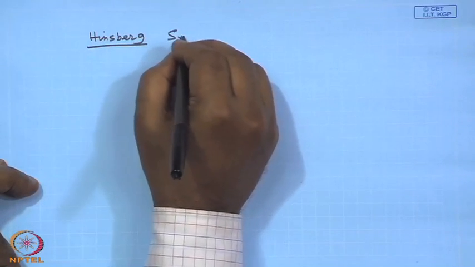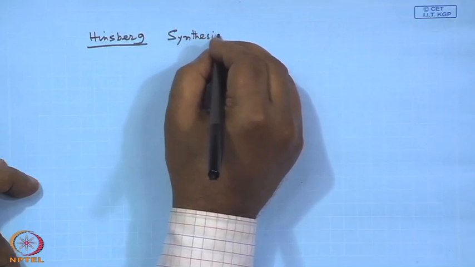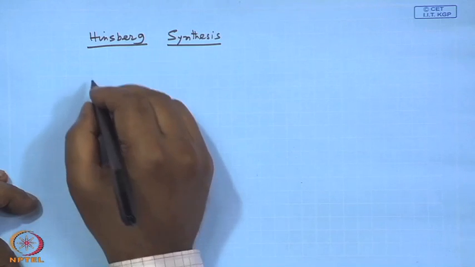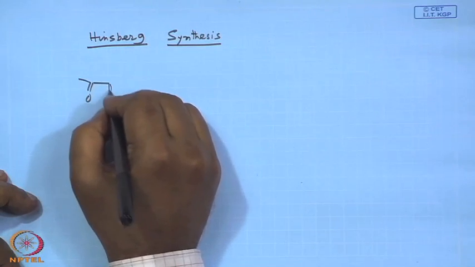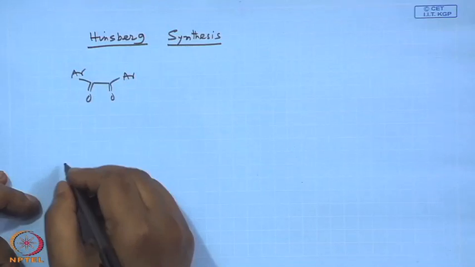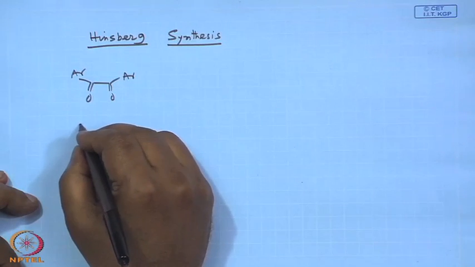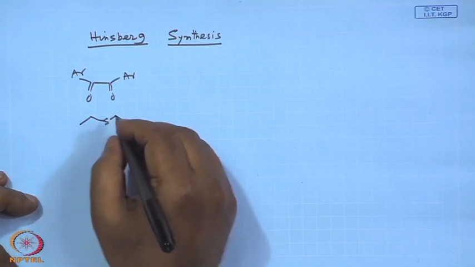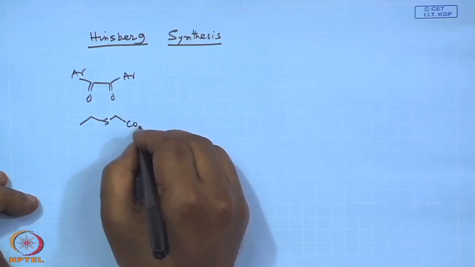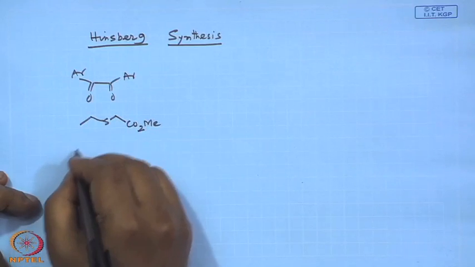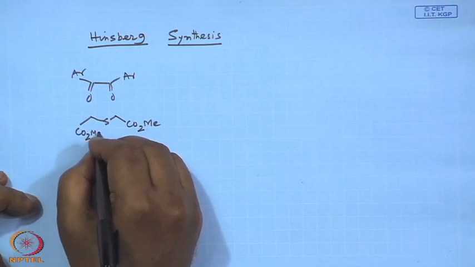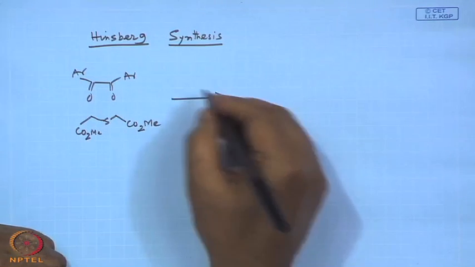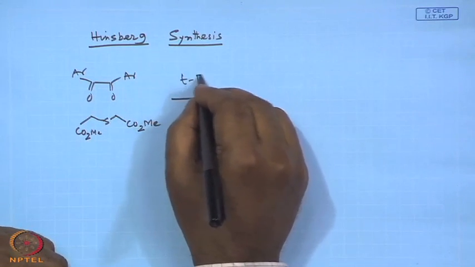synthesis. The Hinsberg synthesis is a pretty simple synthesis based on aldol type of condensation. If you have 1,2-diketones, for example, Ar and Ar, one can just think about a thiodiacetate, a thio-bis acetate. If you take thiodiacetate with the sulfur in the middle, that is what you have to remember, in this case the diacetate, and this reagent of course, all of you can guess what could be the reagent.